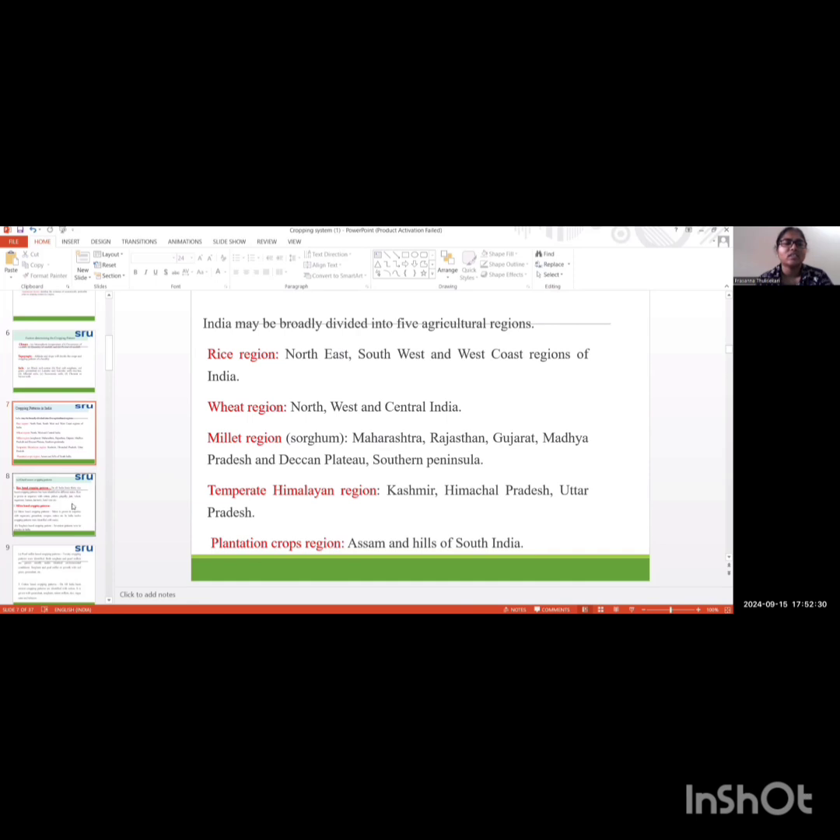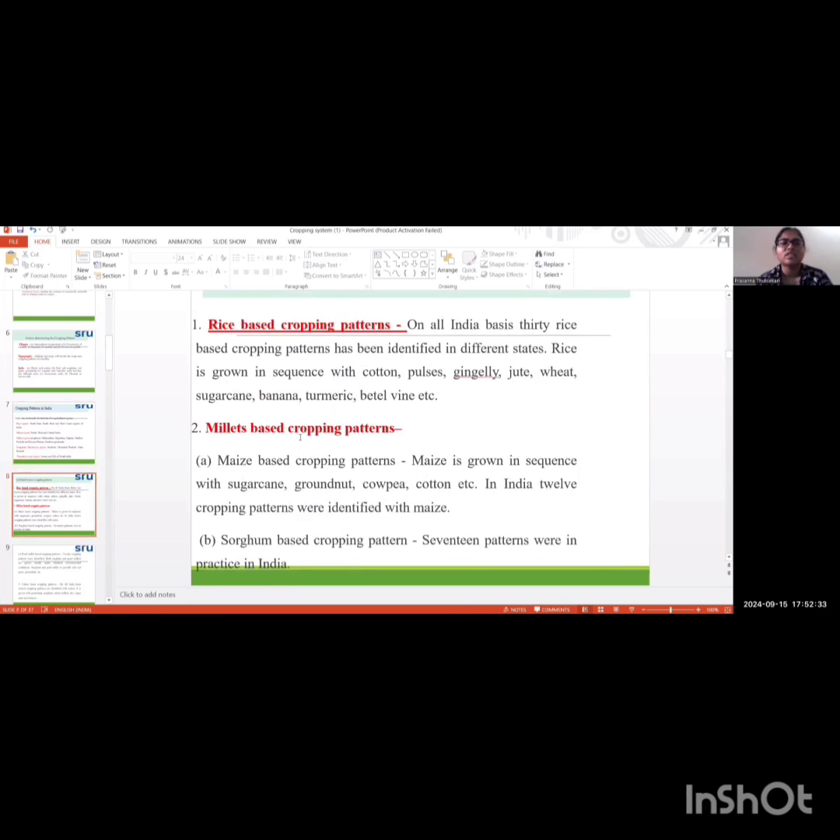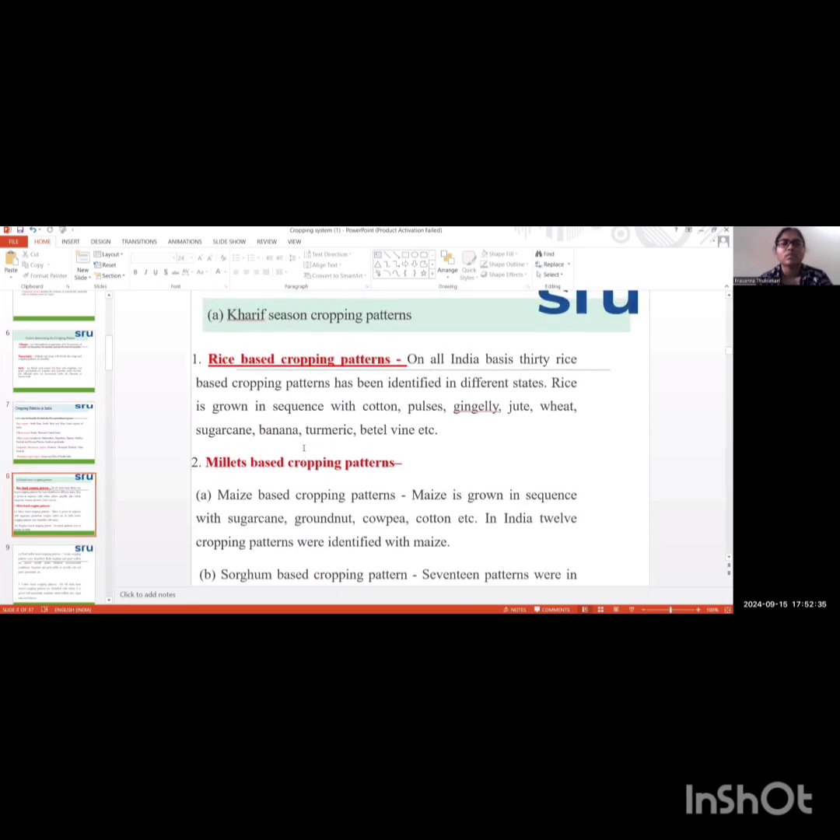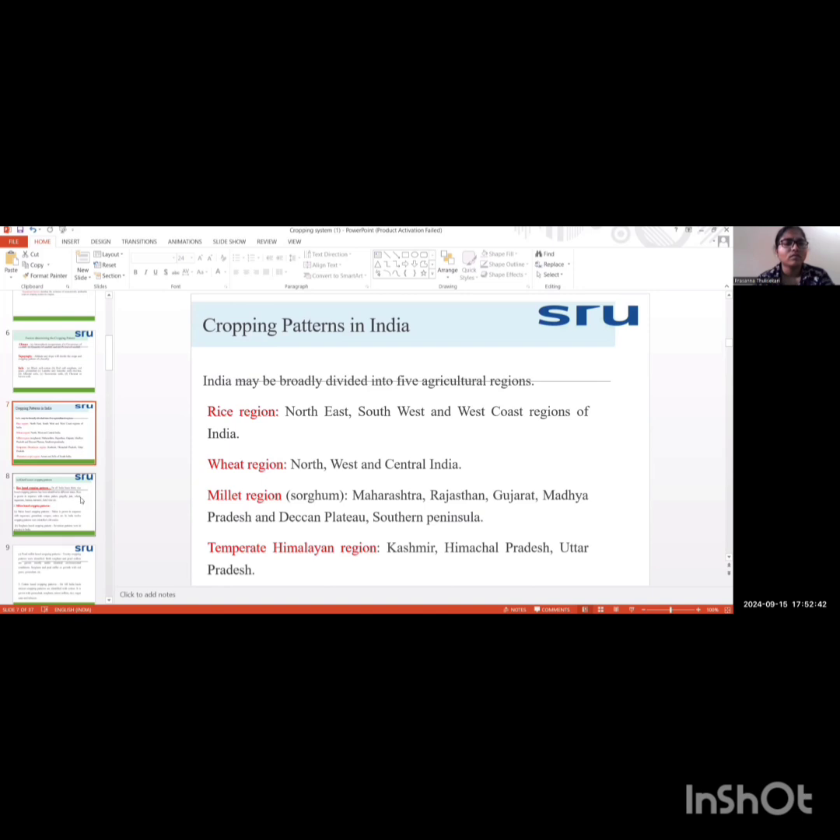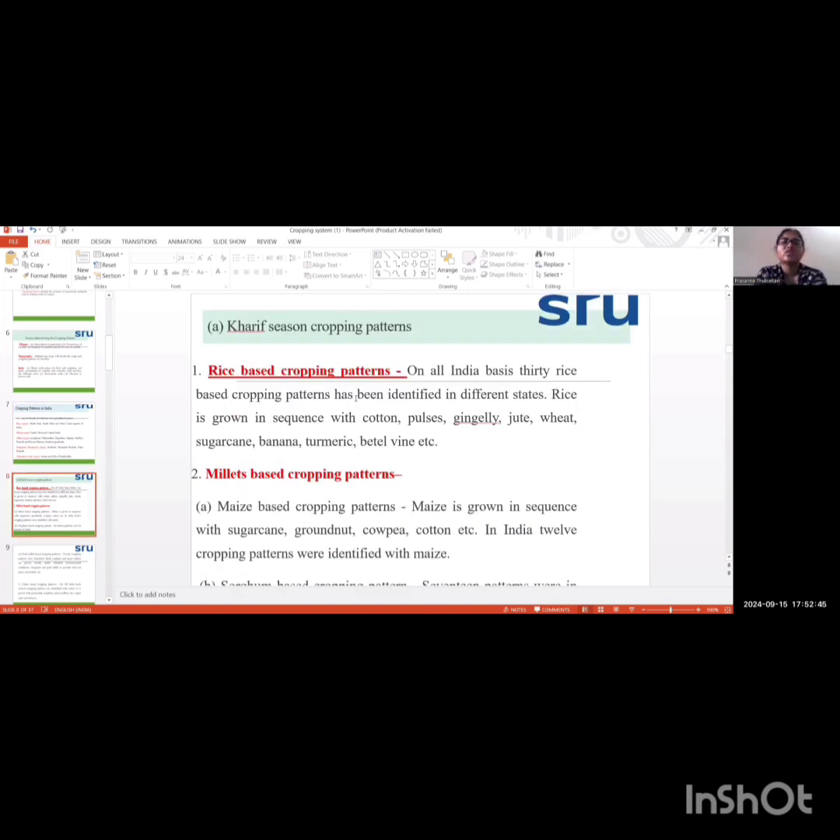So next is rice-based cropping system. That is Kharif season cropping patterns. First is rice-based cropping system. On all India basis, 30 rice-based cropping systems have been found. And rice is grown in sequence with either cotton, so rice after cotton, or pulses or gingelly or jute, wheat, sugarcane, banana, turmeric, betel vine, etc.